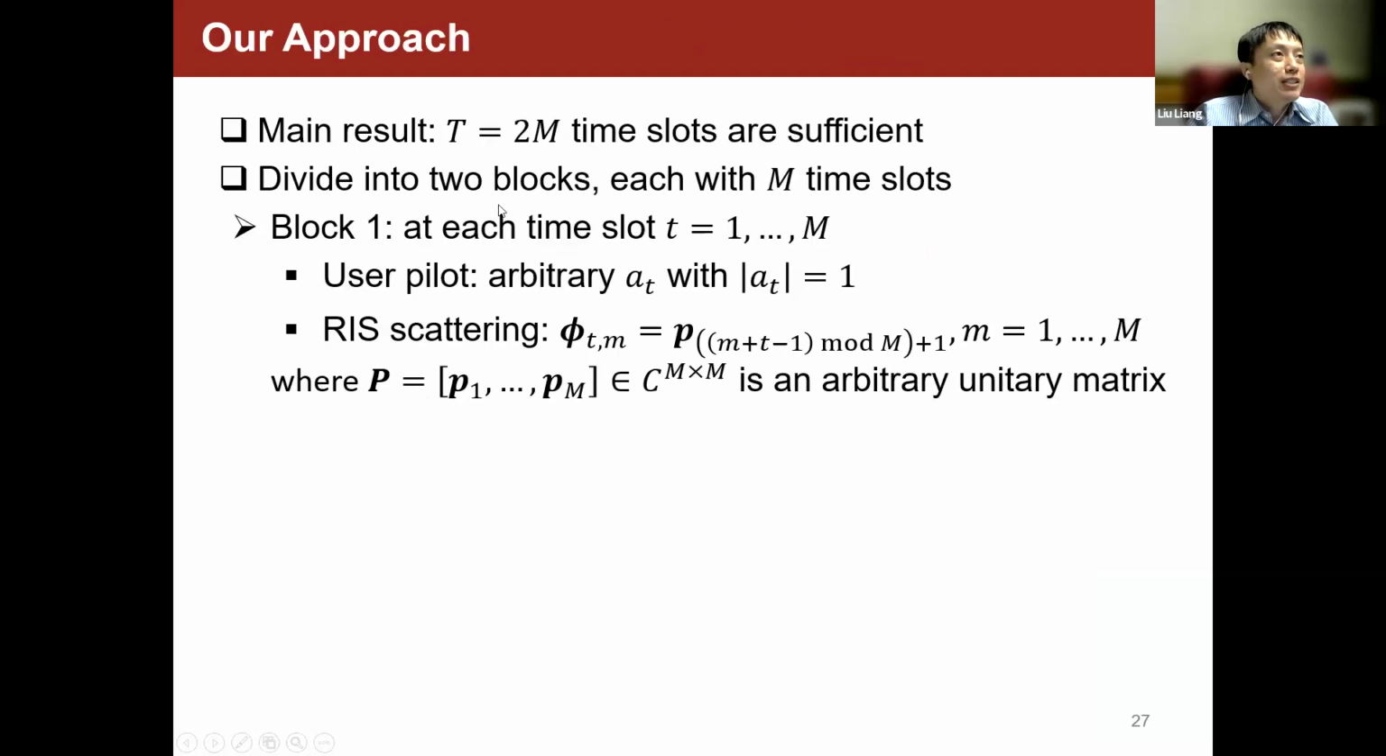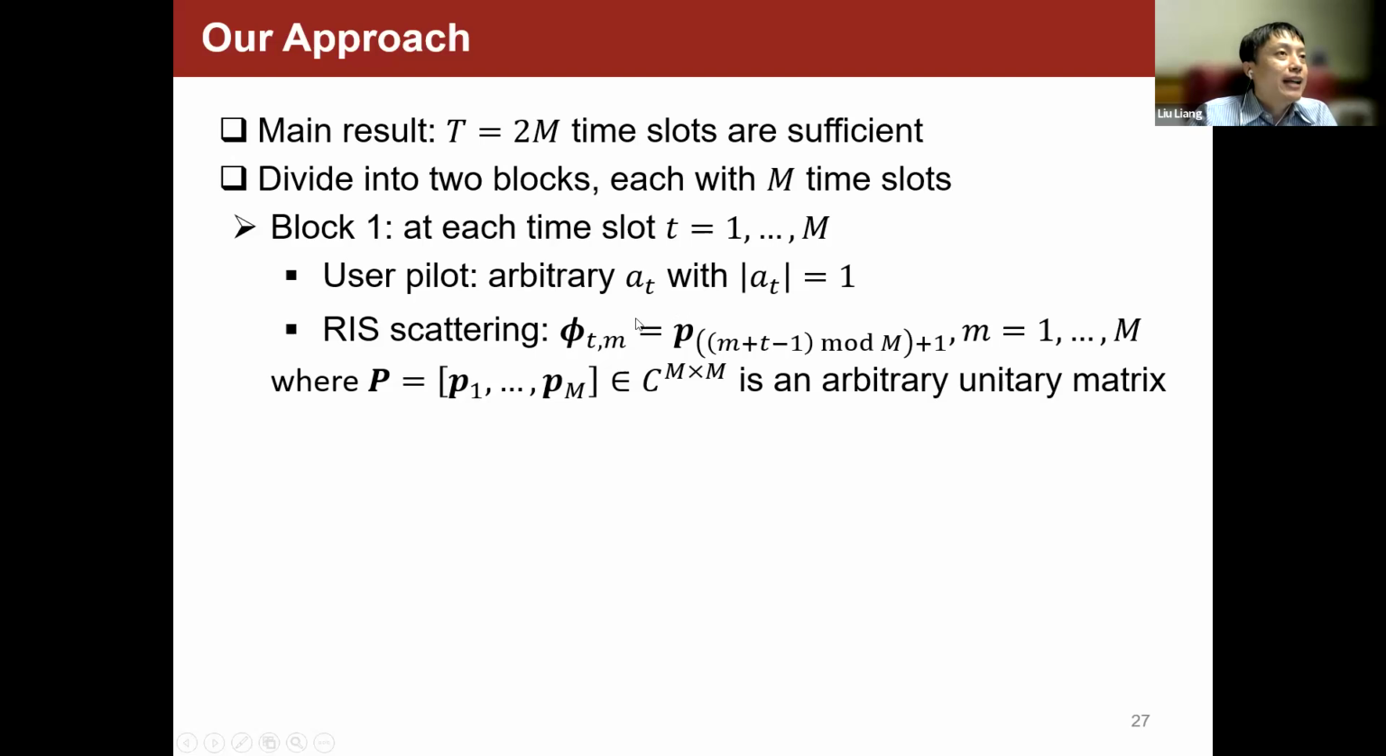So what we do is that we divide the overall 2m time slots into 2 blocks. Each block consists of m time slots, okay? So the first block consists of time slots 1, 2 until capital M. And the second block consists of time slots m+1, m+2 until time slot 2m. So let's look at block 1. In block 1, the user can transmit an arbitrary pilot signal at time slot t. We just need to guarantee the power is 1, okay?